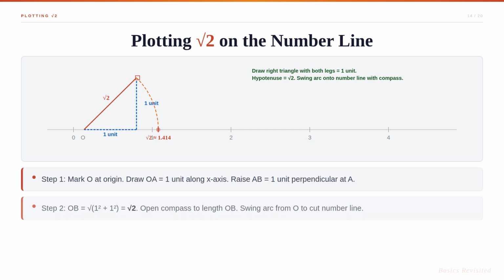OB equals root of 1 squared plus 1 squared equals root 2. Now open the compass to length OB. Keeping the compass at O, swing the arc downward until it meets the number line. That point is exactly root 2.